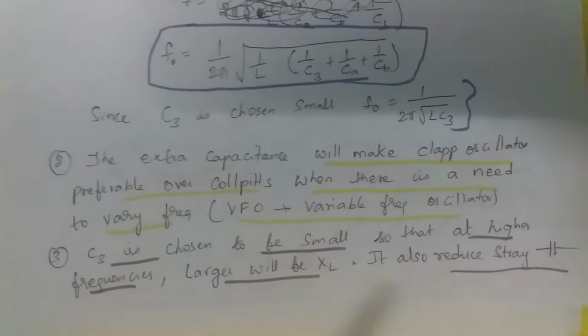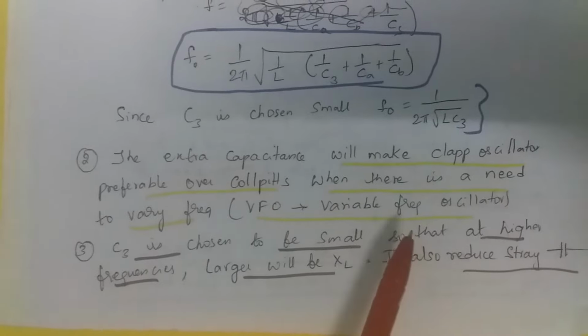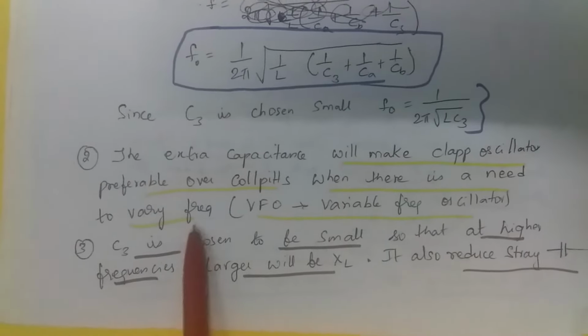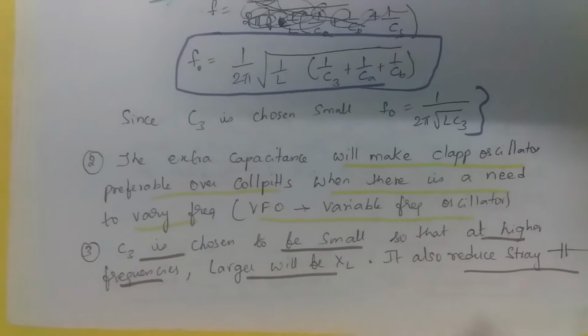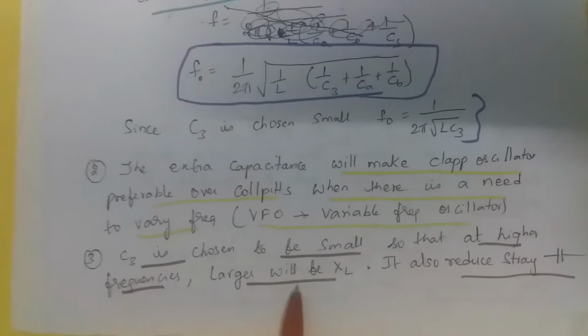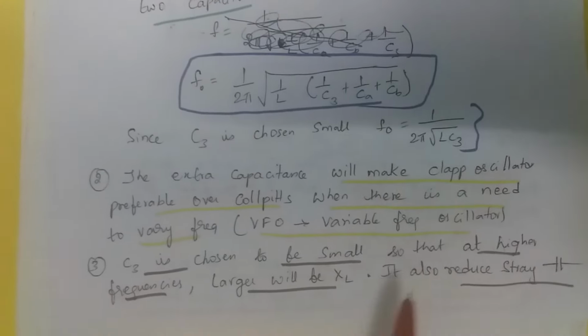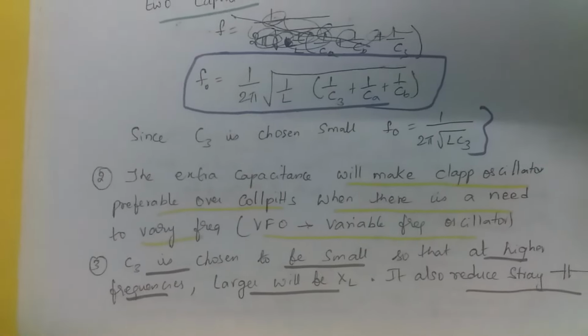The extra capacitance will make Clapp oscillator preferable over Colpitts because you can vary oscillations with frequency. So this can act as a variable frequency oscillator. C3 is chosen to be small so that at higher frequencies, larger will be XL. It also reduces stray capacitances. So that's all about Clapp's oscillator.